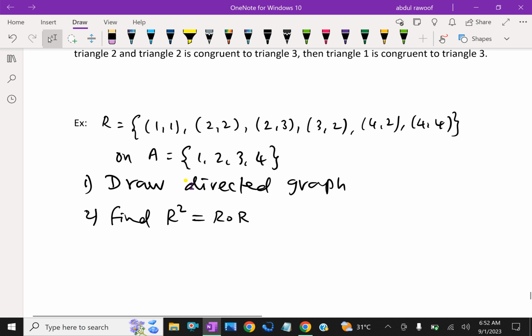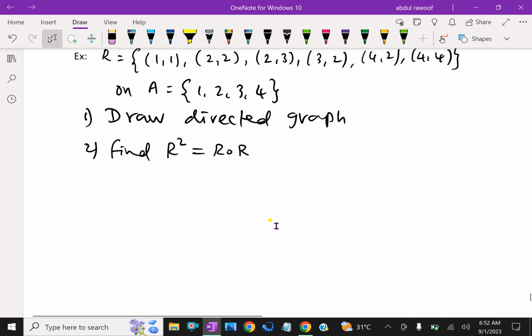Look at this example. Suppose a relation R is the set {(1,1), (2,2), (2,3), (3,2), (4,2), (4,4)} on the set {1, 2, 3, 4}. This is a relation on this set. Draw a directed graph. Look here, how to draw a directed graph.